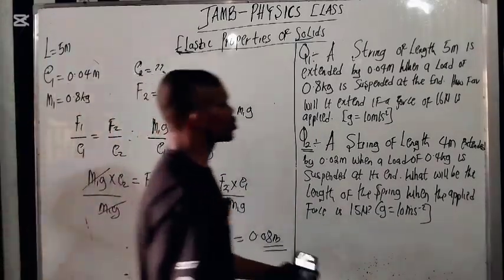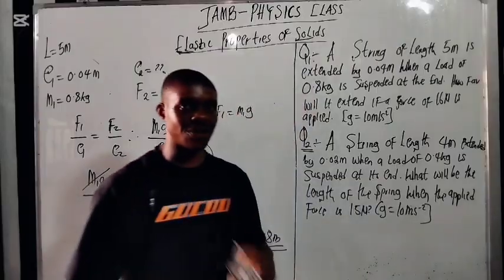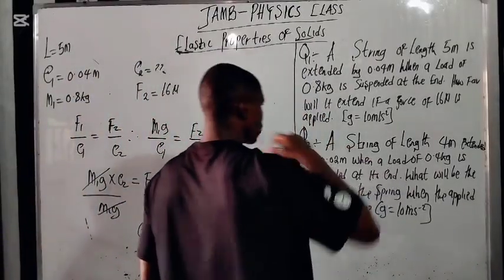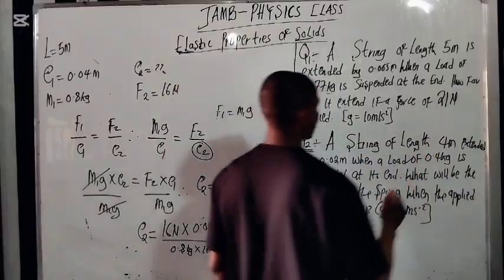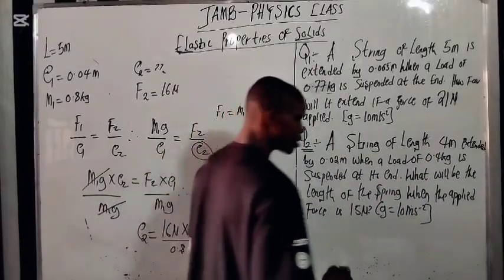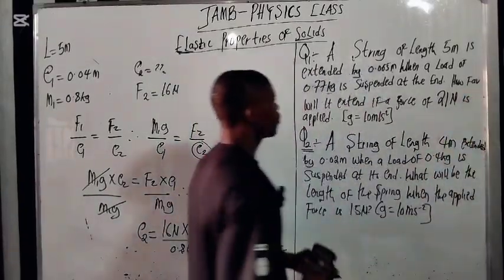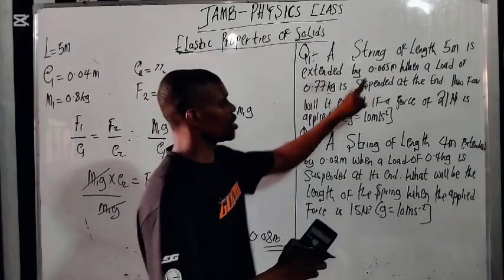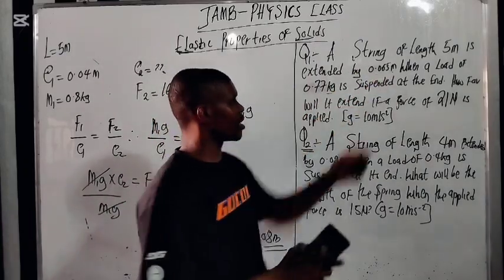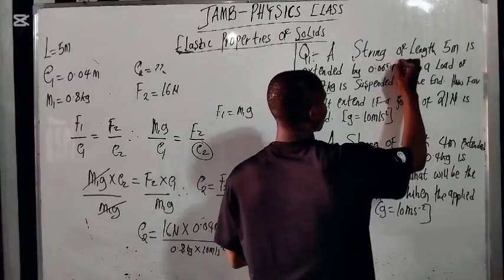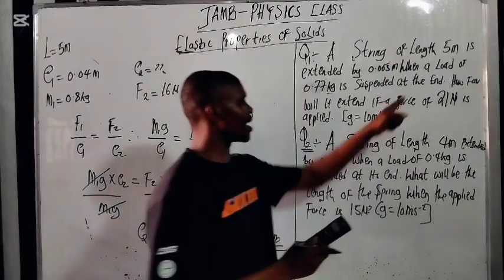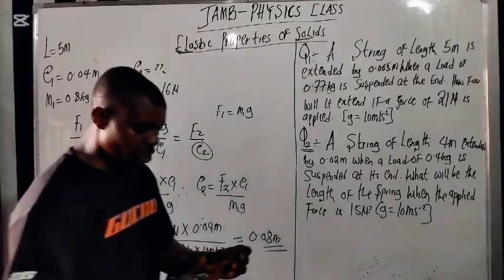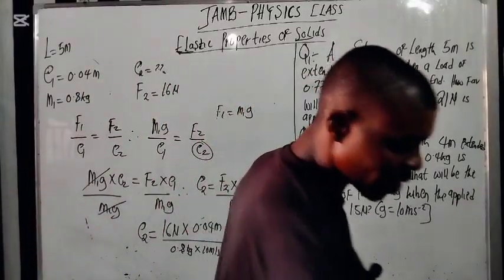So what if I change the value here? Now let me change the value so that you solve and drop your answer at the comment section. I have changed the value. Here we have 0.065 meter. That is the extension. So go ahead and solve this question for me. Pause the video, go ahead, and leave your answer in the comment section.